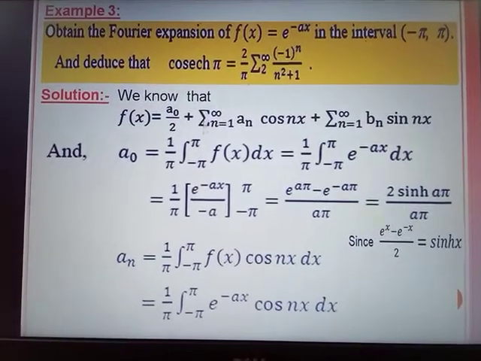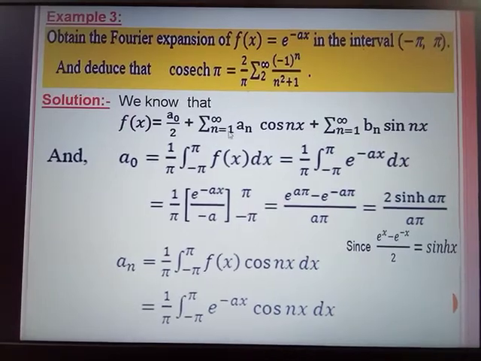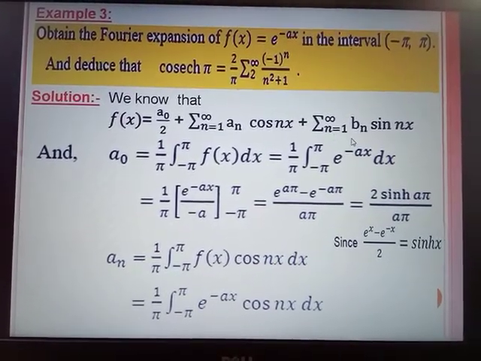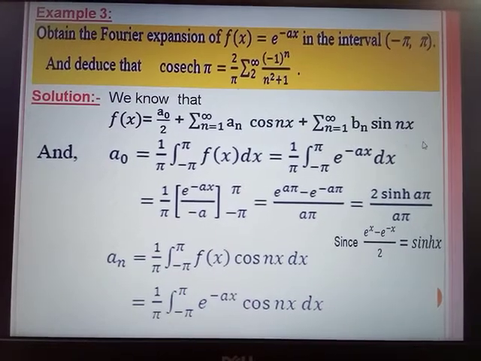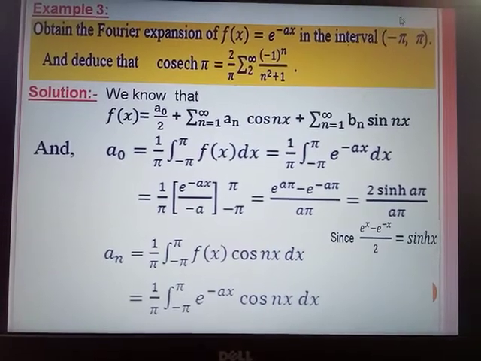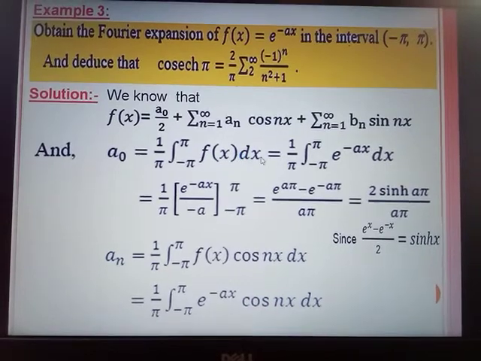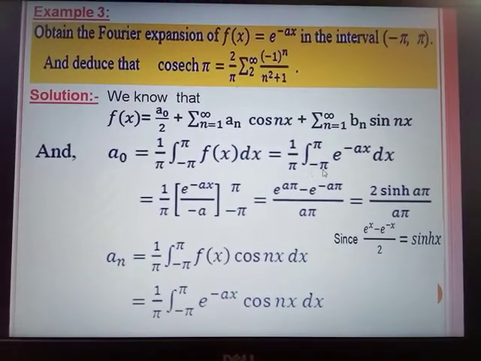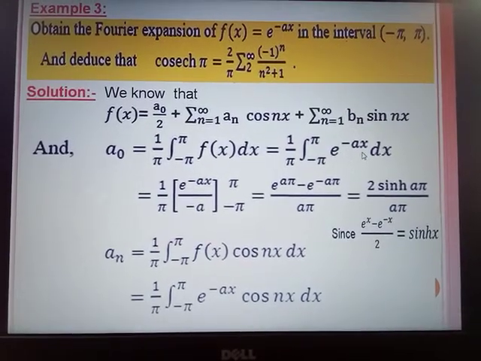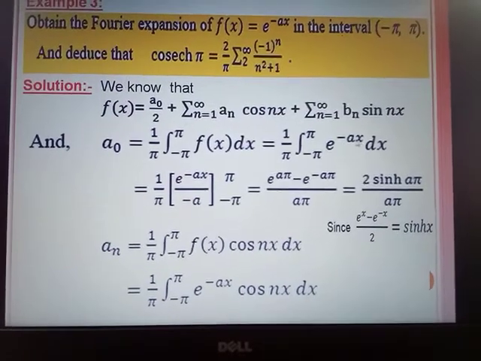Solution: we know that the Fourier series expansion is f of x equal to a naught by 2 plus summation n running from 1 to infinity a n cos nx plus summation n running from 1 to infinity b n sin nx, and a naught is equal to 1 by pi integration from minus pi to pi f of x dx. Here the limits are minus pi to pi, and f of x value is e raised to minus ax. Now we have to integrate this e raised to minus ax.